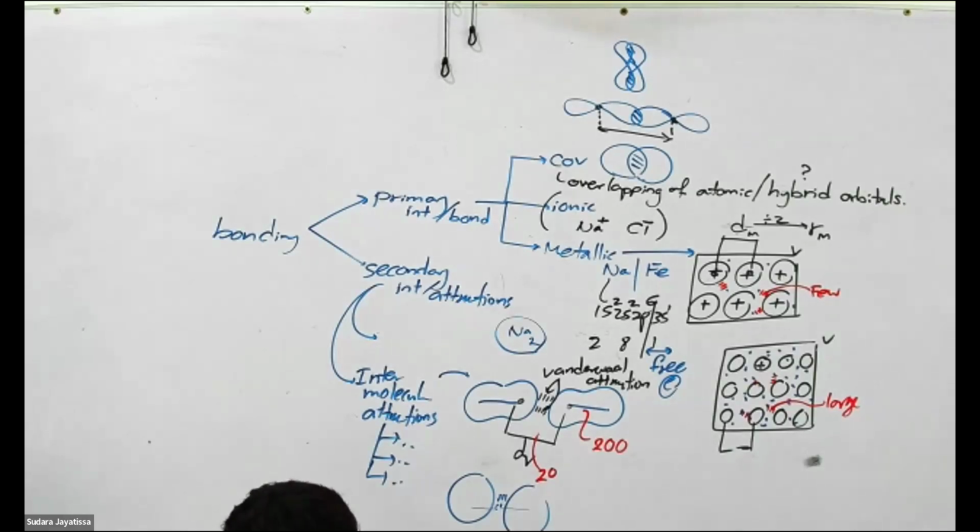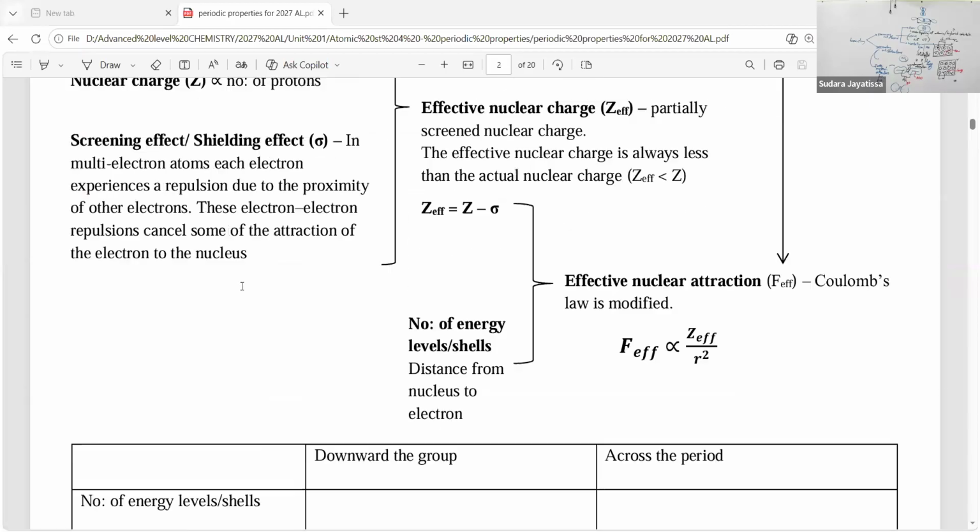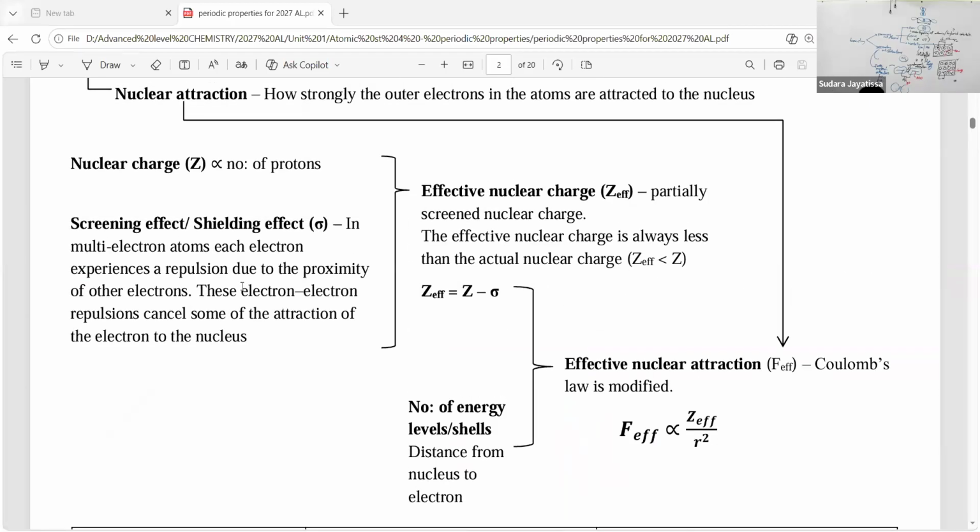You remember last week's formula? Go to page number 2 and see that. On page number 2, you have those formulae. You might have the completed notebook theory. Zeff is affected by Z and sigma. Z is nuclear charge, sigma is shielding. There's no radius.